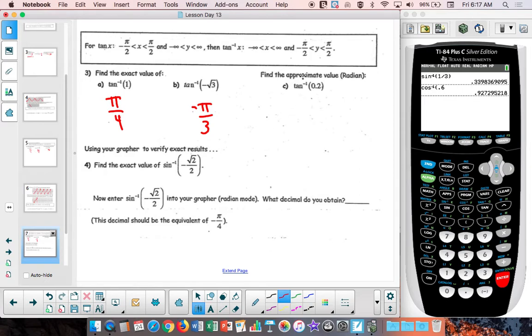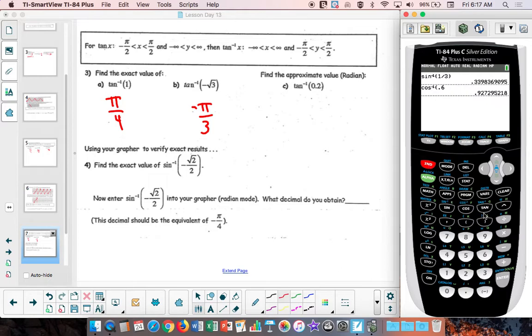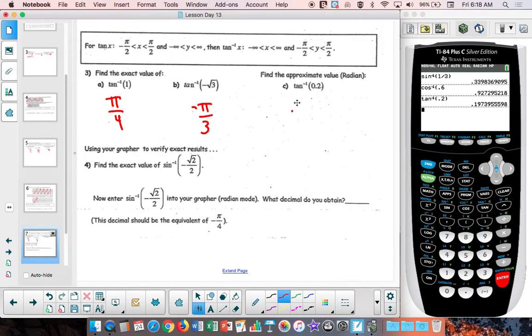And then back to the calculator. 0.2. And then rounding that, we're going to get about 0.20. And that's about it to inverse trig. Just be able to check on your calculator.